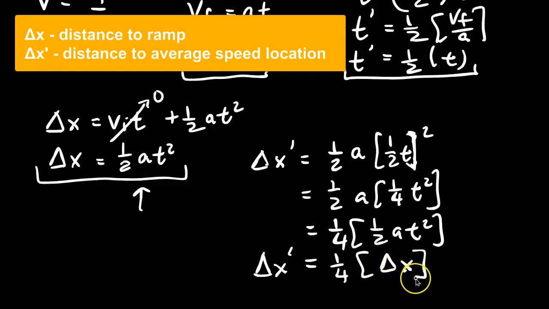So once again, delta x is the length of the ramp, and so the point where the ball will reach its average speed is going to be 1/4 times delta x, which means that the ball will reach the average speed at 1/4 the distance of the ramp, which is going to be above the midpoint.